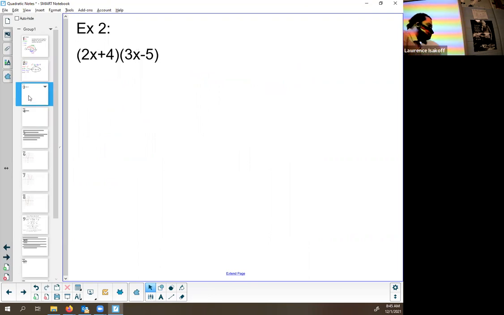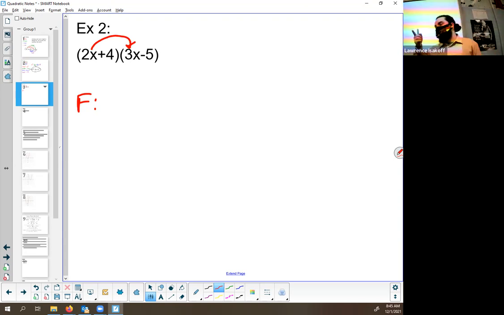So the next example, exact same idea. The numbers get a little bigger because I have 2x plus 4 times 3x minus 5. So now you go write out the full word, so just go use F for first. So what's 2x times 3x give us? 6x squared. So remember, a lot of times this first is going to end up having the x squared, because whenever you do x times x, that gets you x squared.